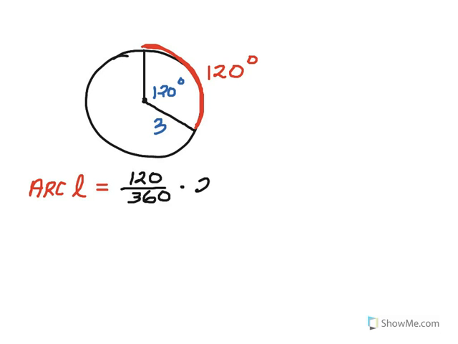So the circumference is 2 times pi times the radius. When I'm simplifying this, 12 over 36 is 1/3. So I get 1/3 times 6 pi, or an arc length of 6 over 3, or 2 pi units. And that should make sense. The entire circle has a circumference of 6 pi, and this is a third of it, so this is 2 pi.